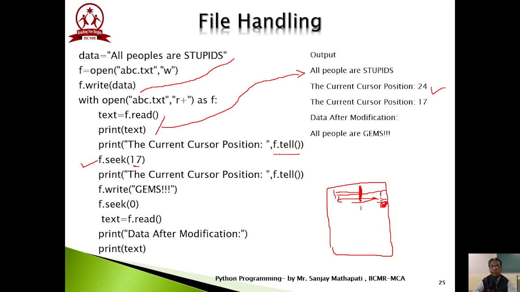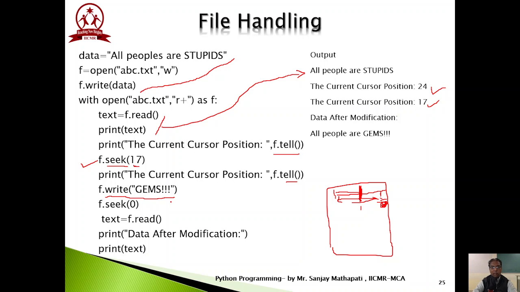So who is responsible for moving this particular file pointer? Of course the seek method. Again we will print the current cursor position using tell. So what is the current cursor position? 17. It is successfully moved, just for verification whether my file pointer has moved to the specific byte or not.